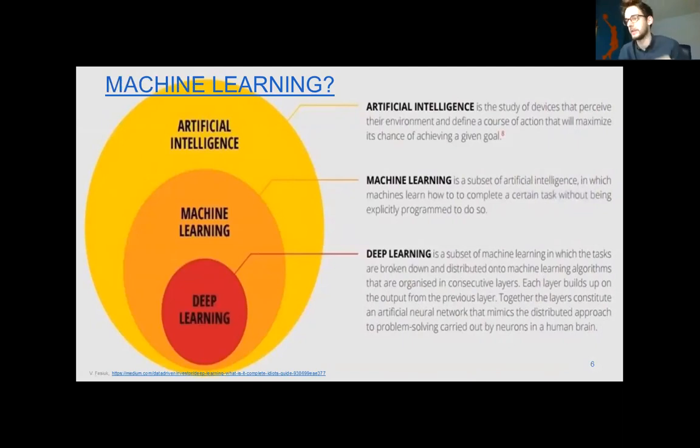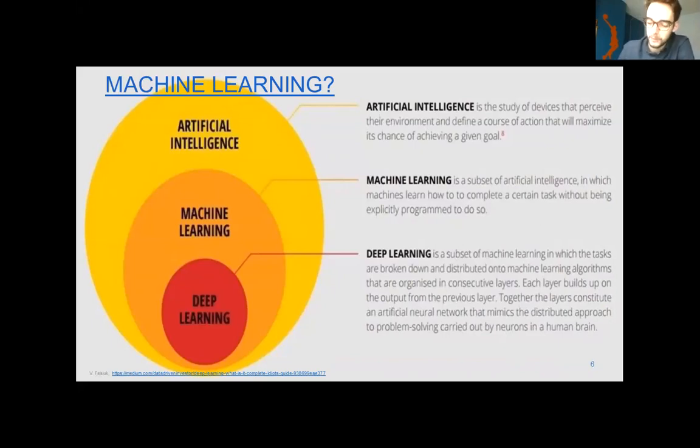So, as we said already, it is a subset of artificial intelligence, where machines learn how to complete a certain task without being explicitly programmed to do so. Remark also, this 'explicitly programmed to do so' was also apparent in the definition of Wikipedia. What this basically says is we didn't give the computer the information on how to do this. Often this happens when we code, when we program, we say, if this situation happens, do this. If this happens, do this.